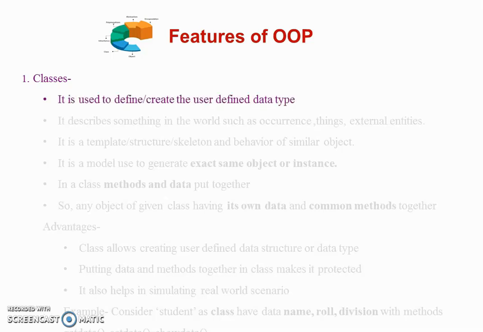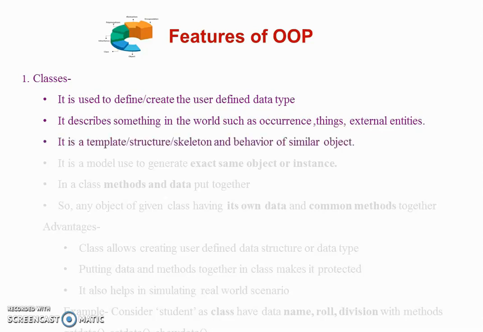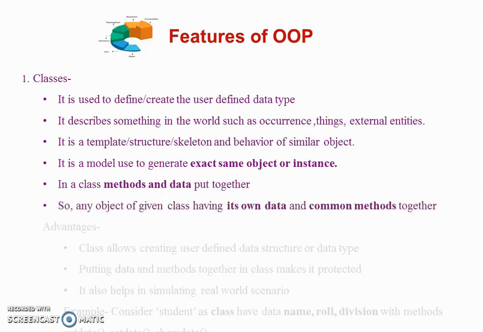So, it is also known as a user-defined data type. It describes something in the world such as occurrences, things, external entities. It is a template, structure or skeleton and behavior of similar objects. It is a model used to generate the exact same object or instance. In a class, methods and data are put together. So, any object of a given class has its own data and common methods together.